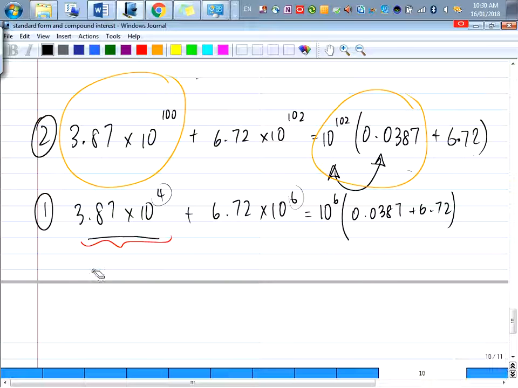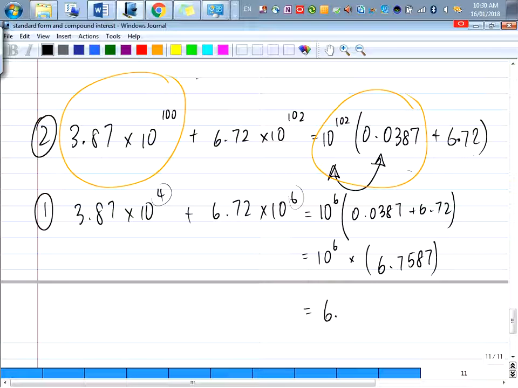Okay, so for this step, we established that they are the same thing. They are equal now. Okay, let's continue. This is 10 to the power of 6 times what is in this bracket. Do we need a calculator for this? We don't need it, but you can use it if you want to. And you will realize that this will be 6.7587, isn't it? Just simple addition inside the brackets. And leaving it in standard form, we will get 6.7587 times 10 to the power of 6, right? And I did this without using a calculator.